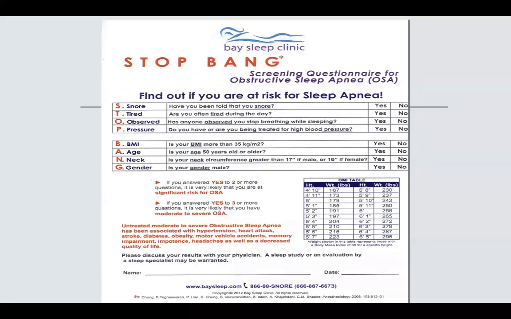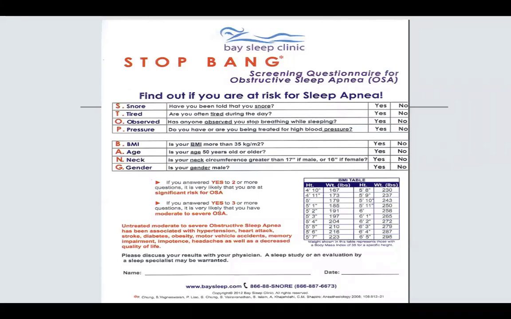What is your BMI? And the reason why I like this particular exam is because the BMI scale is right on the chart itself, so you don't have to get your abacus out to figure that out. Your age, are you 50 years or older? Neck size, 17 for male, 16 for female, and is your gender male or female? And then it ranks it for you, how many yeses you get, if you're significant or moderate to severe. And then what I do is I have them sign it, date it, and then I sign it also. And then I give them a copy of this.